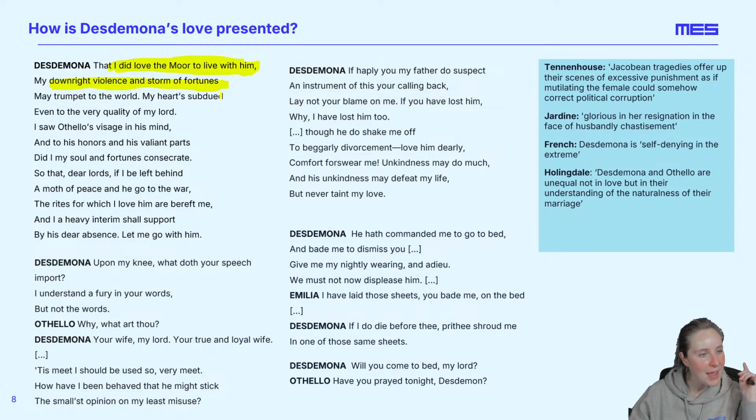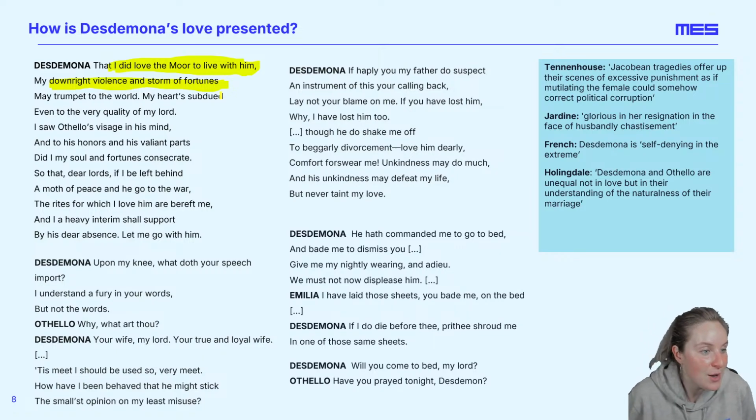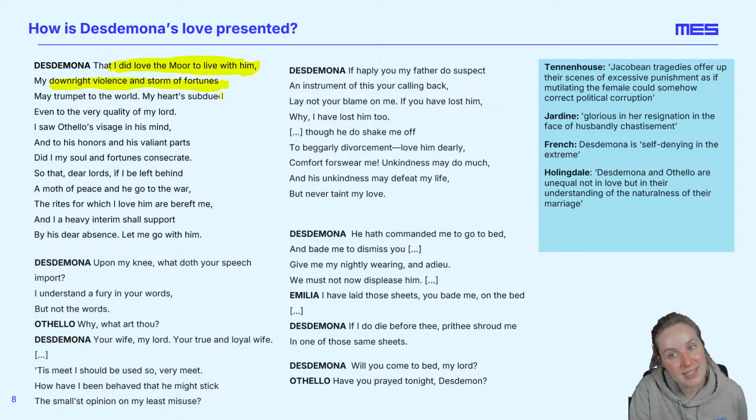Interesting here, right? That we have language of violence and out of control passion in Desdemona's speech in Act 1, because it suggests to us this idea of fate here, right? Though she may not realize it, there's this sense of out of control passion, destructive passion, violent passion that suggests what's going to happen here. That this passion is going to destroy her. The force of her love is going to destroy her.